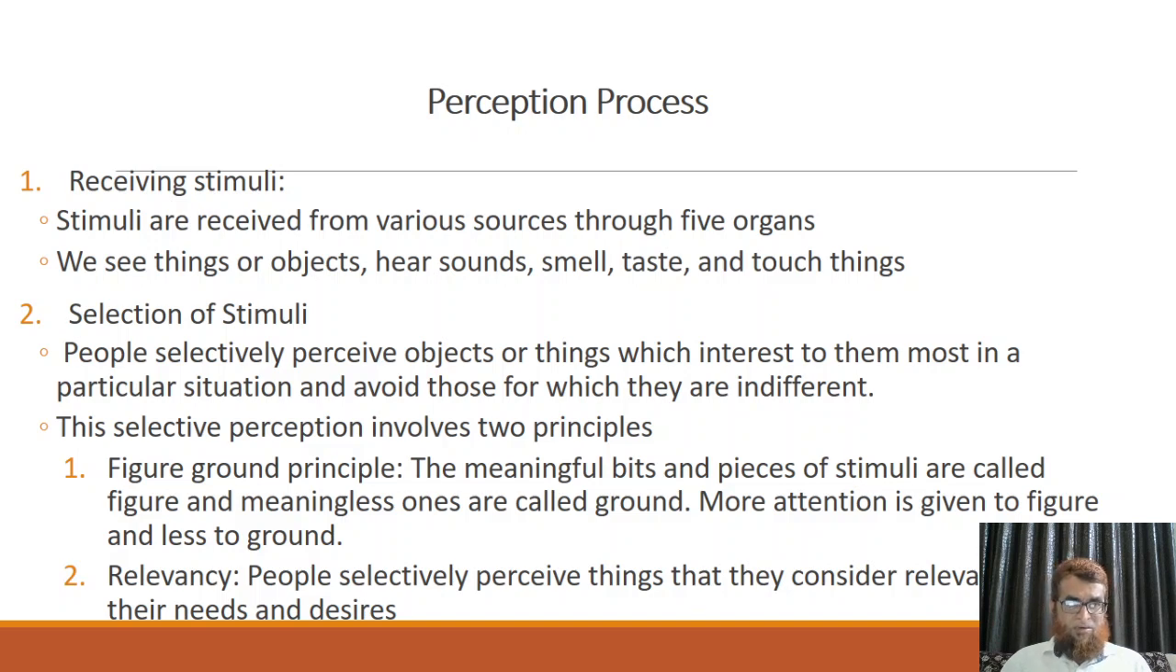Second process is selection of stimuli. People selectively perceive objects or things which interest them most in a particular situation and avoid those for which they are indifferent. This selective perception involves 2 principles: figure ground principle and relevancy. Figure ground principle: the meaningful bits and pieces of stimuli are called figure, and meaningless ones are called ground. More attention is given to the figure and less to the ground.